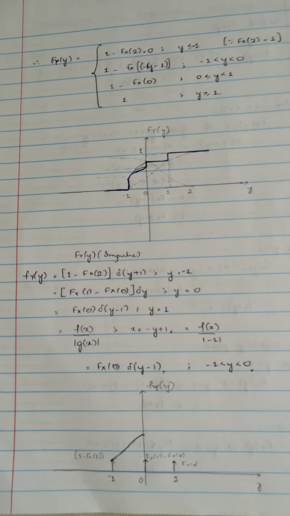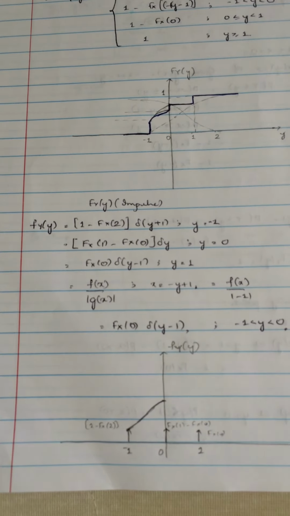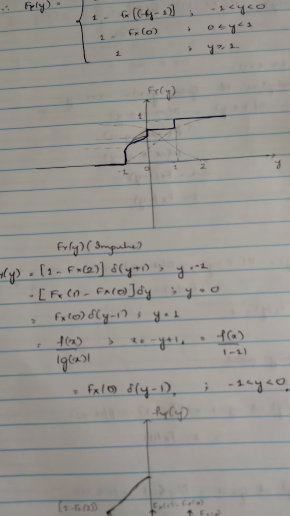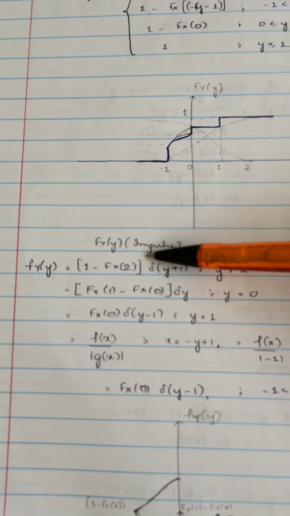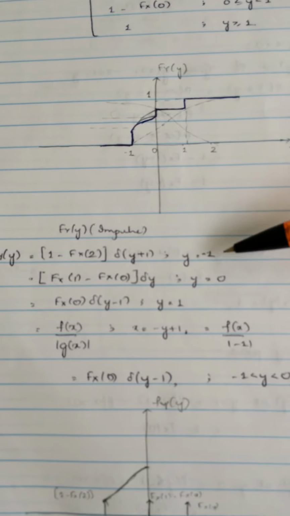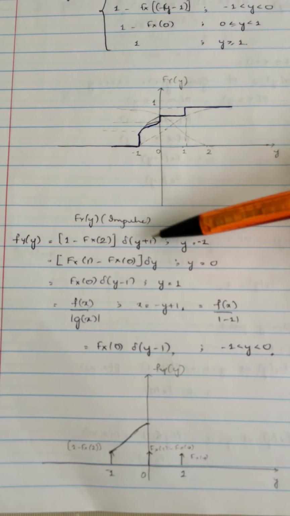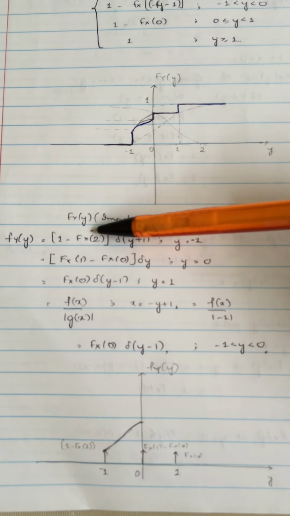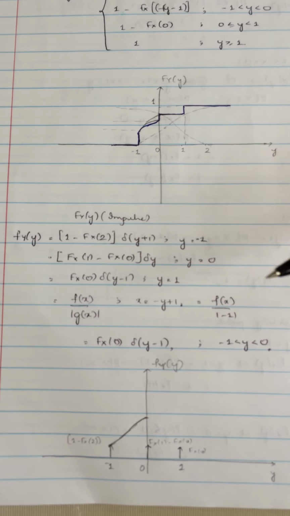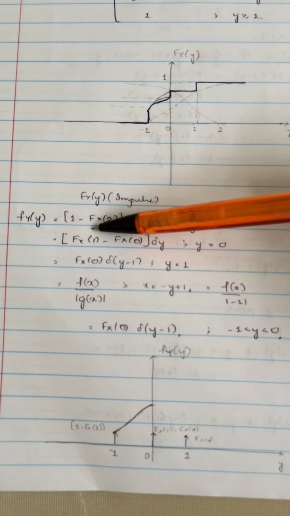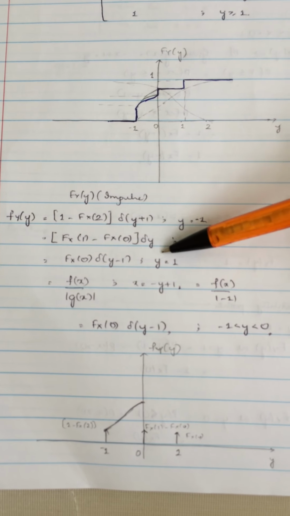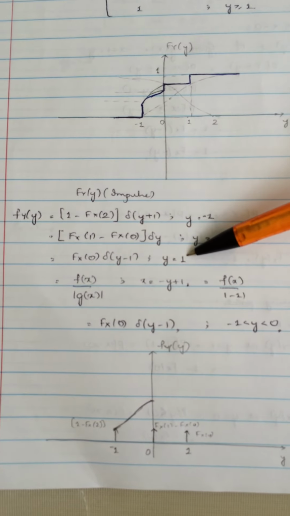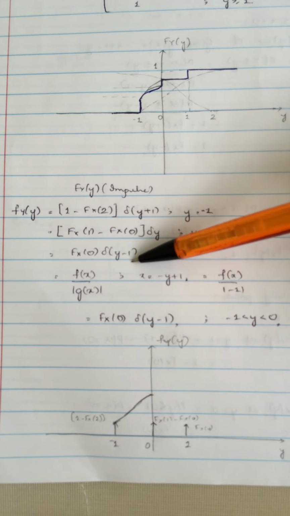Using capital F_Y of y, we can find small f_Y of y, again taken in the same intervals. At y equal to minus 1, it becomes 1 minus F_X of 2 times delta of y plus 1. At y equal to 0, it becomes F_X of 1 minus F_X of 0 multiplied by delta of y. At y equal to 1, it becomes F_X of 0 times delta of y minus 1.